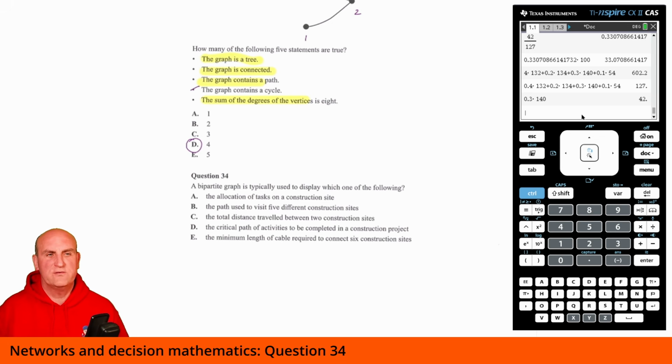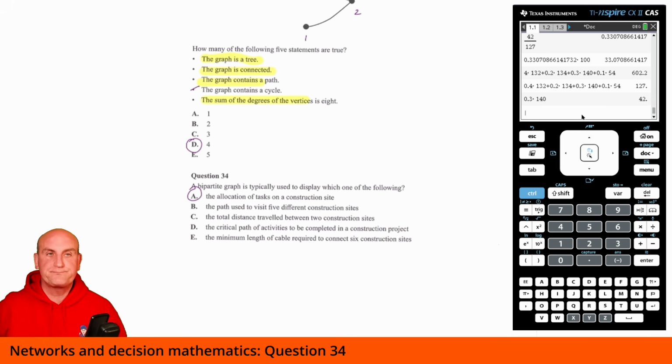The allocation of tasks on a construction site? I may have said no. Looking at that one again, it's the only one that it can be. All right, he says, the allocation of tasks on a construction site, that works. The path used to visit 5 different construction sites? No. The total distance traveled between 2? No. The critical path of activities to be completed? Nope. And the minimum length of cable? No. Look, as far as I'm concerned, the only one there can be is A.